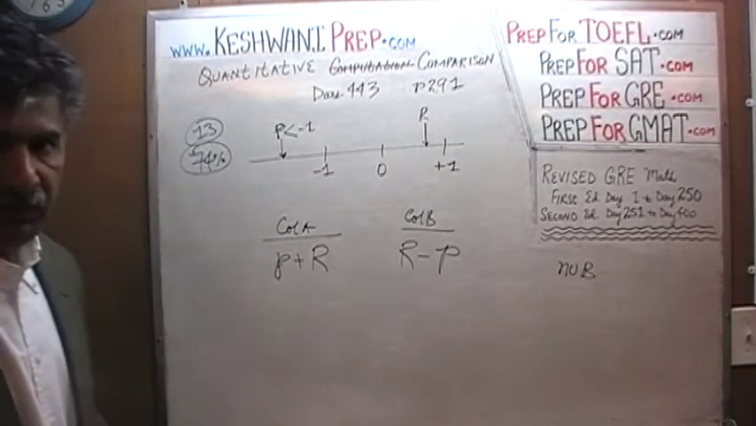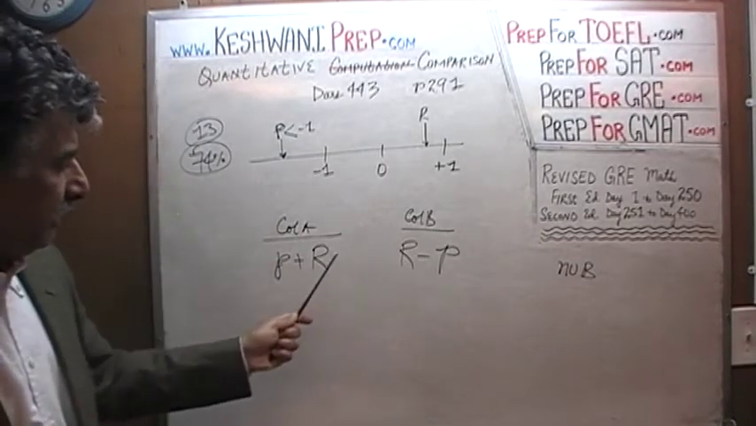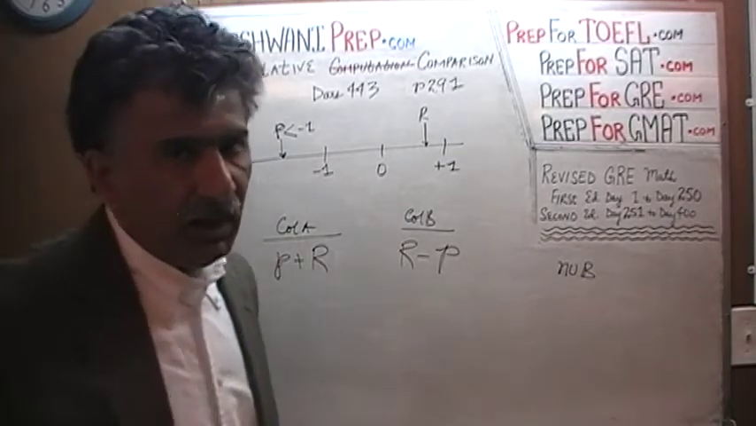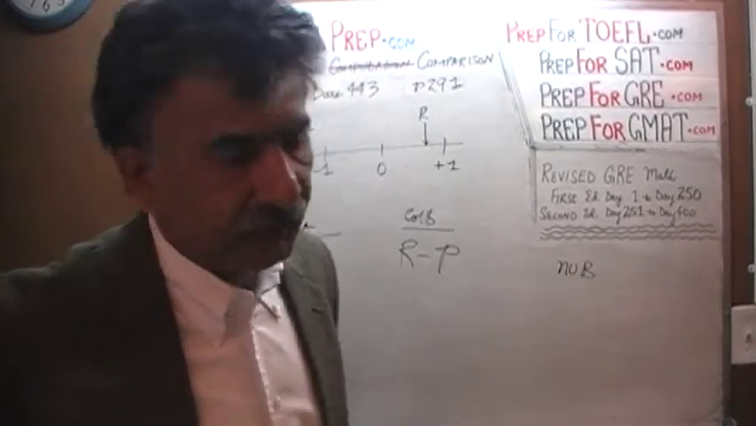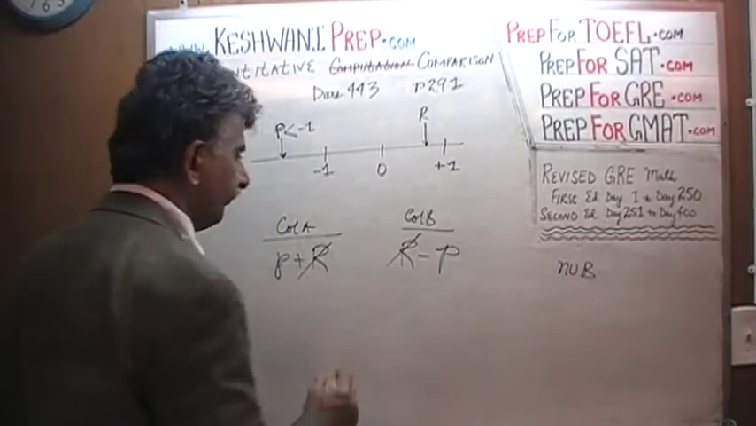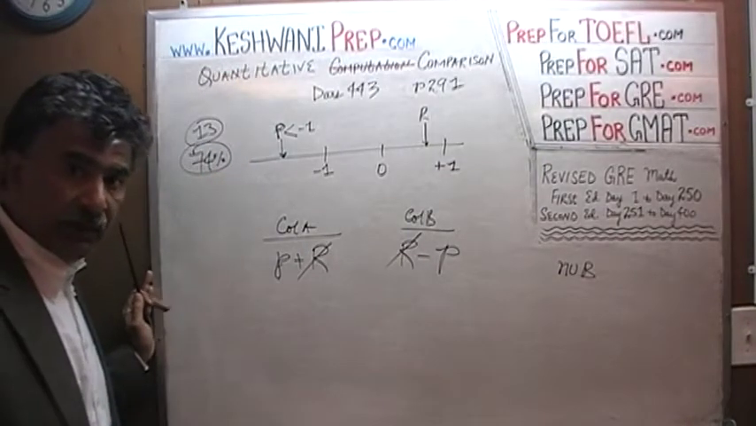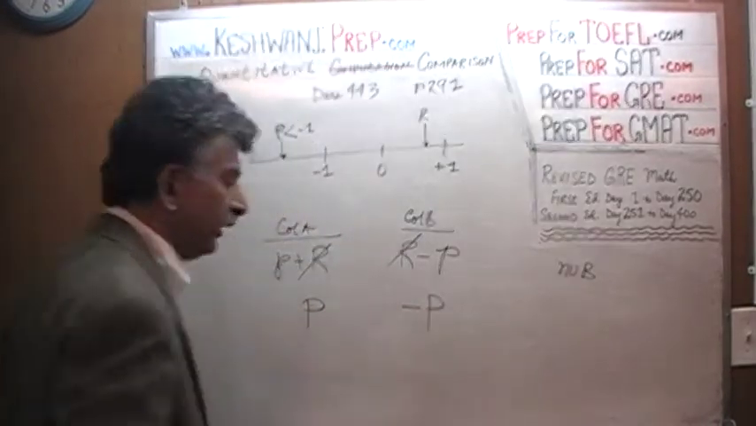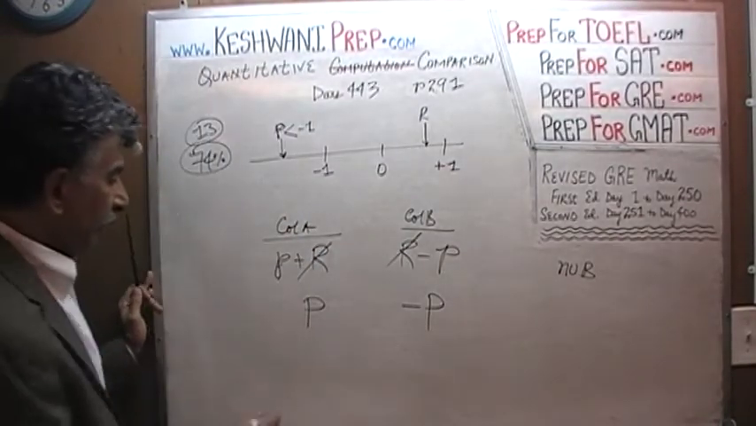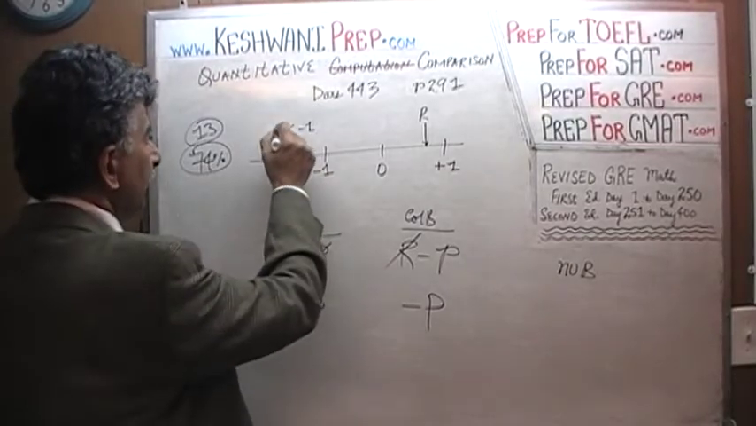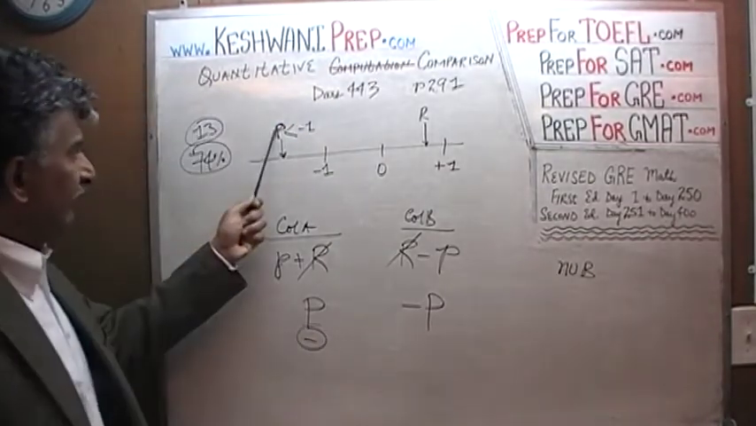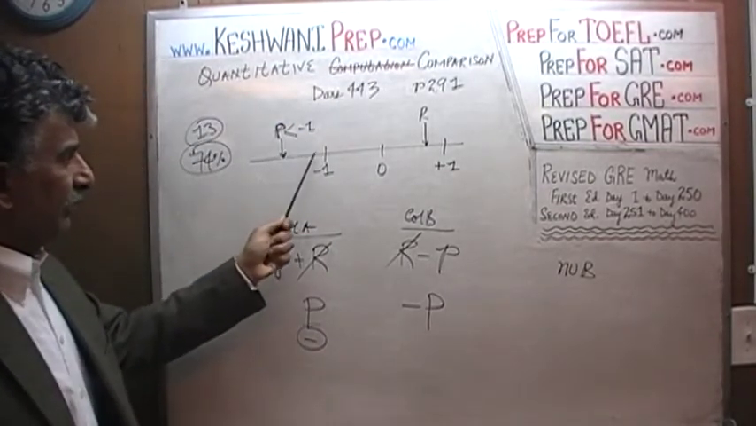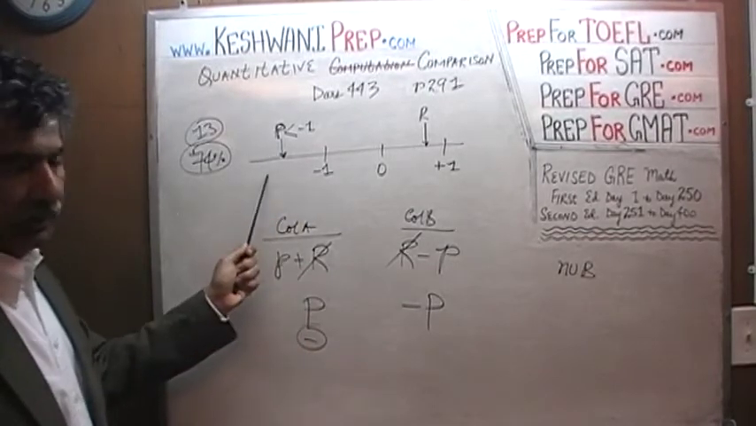So what's the first thing we notice? The first thing we notice is that we have an R here, we have an R here. Why don't we subtract R from both columns? If we subtract R from both columns, the R goes away. And now, essentially, what we are being asked to compare is P versus negative P, which makes life very easy. Because P, we know, is a negative quantity. As you can see, P is less than negative 1. P falls to the left of negative 1.